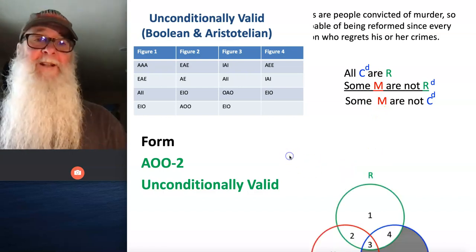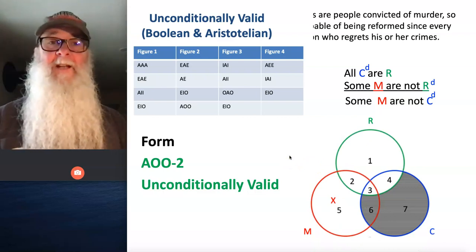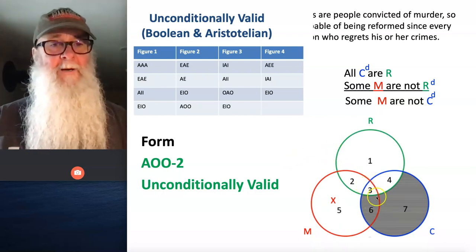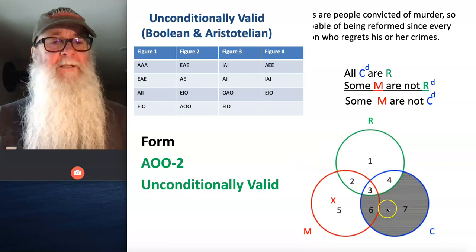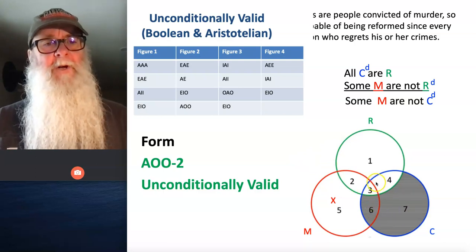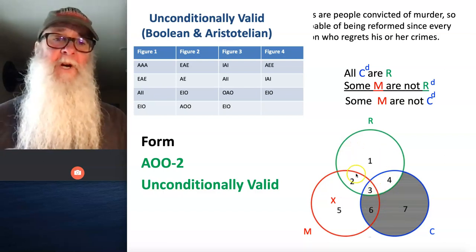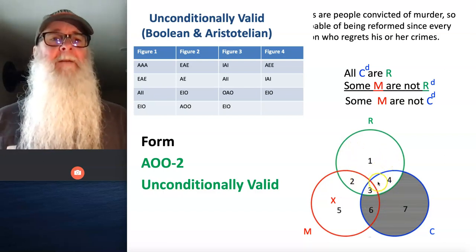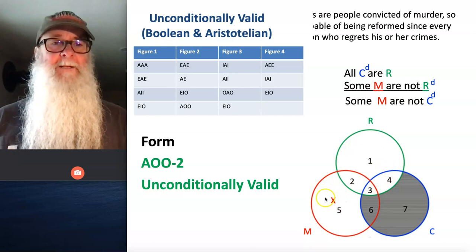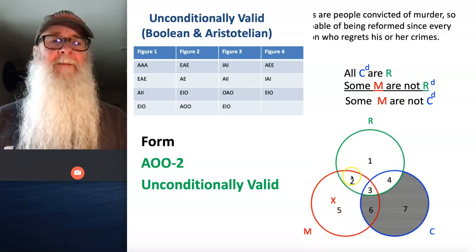If I really wanted to go nutso, I could create a Venn diagram as well, and when I mark all C are R, I've got areas 6 and 7 shaded to show that all of the C that exist are right here in areas 3 and 4, which is also part of the R container. And then to mark some M are not R, I'm going to put an X right here in area 5, because that's the only place I can have any M's that wouldn't be included up here in the R circle.